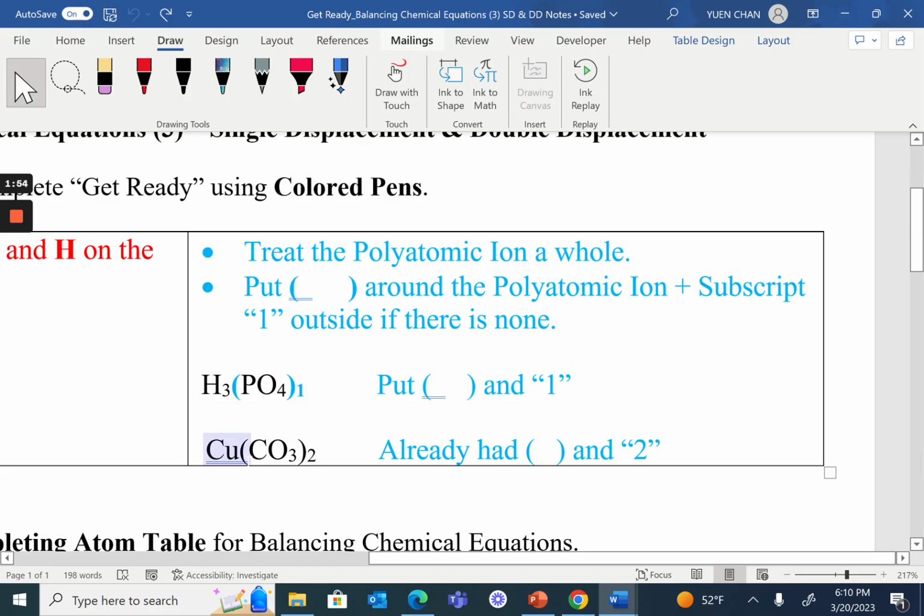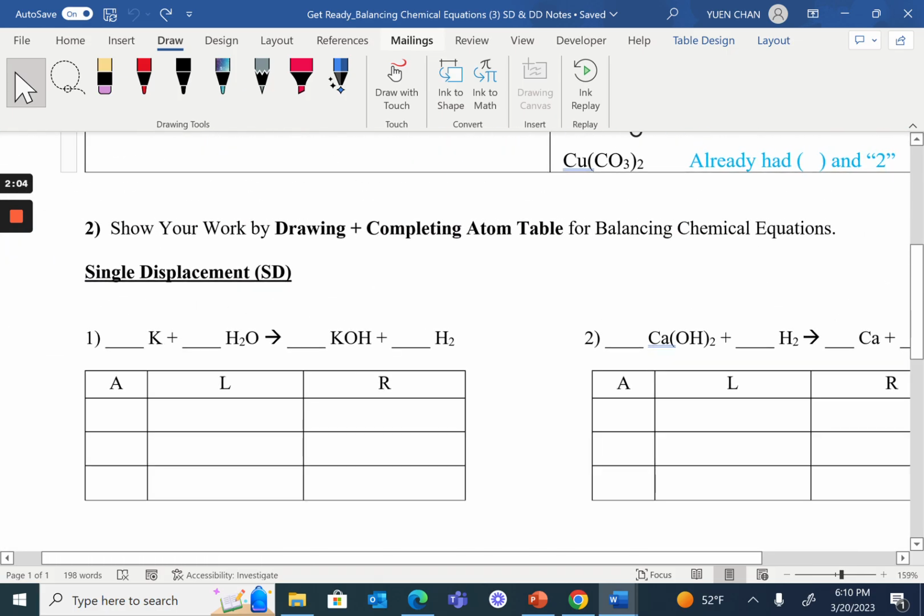Here's another example, CuCO3 parenthesis 2. So the parenthesis and the 2 are already there, so you can read it as 2 CO3. So you want to show your work by drawing the table and completing the balanced equation.